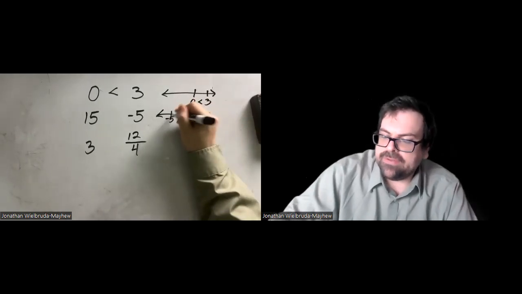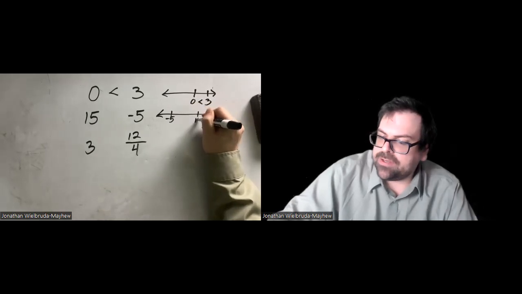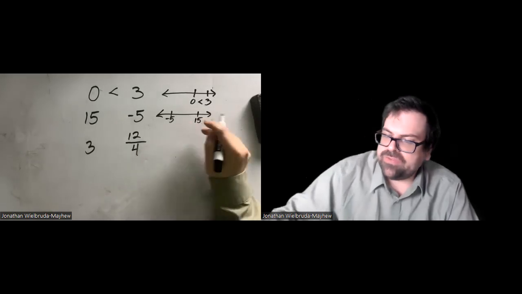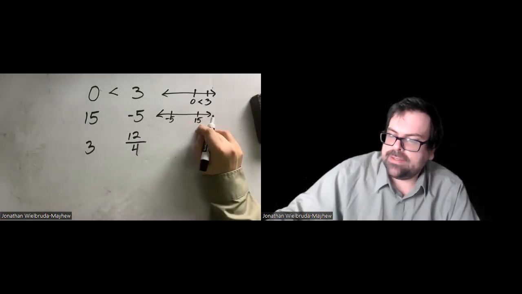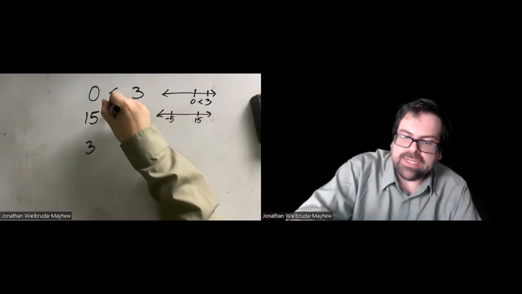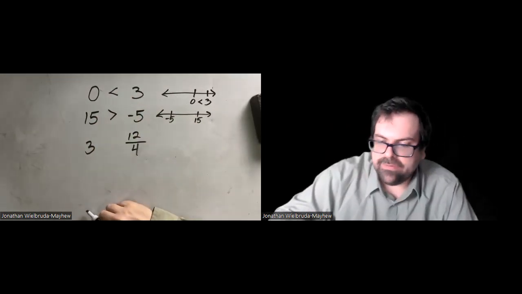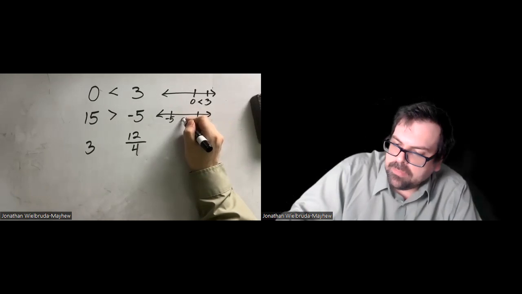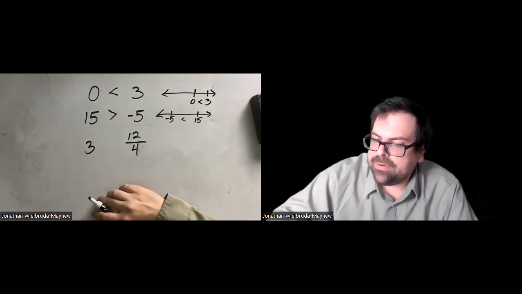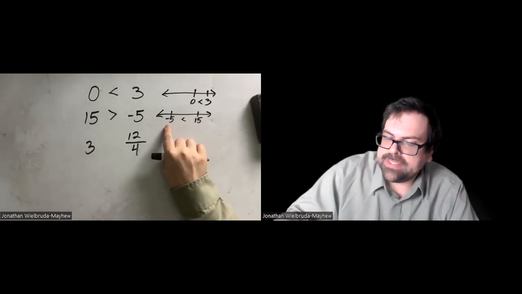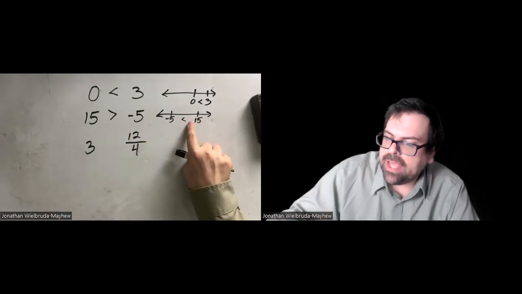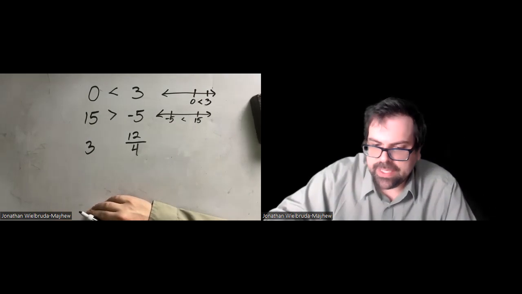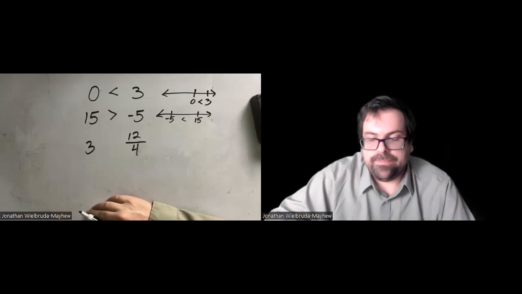-5 is over on the negative side of the number line. 15 is over on the positive side of the number line. 15 is to the right. 15 is greater than -5. Again, number line order is always less than. Little point points to the -5, big open end with the 15. Gives us the greater than sign.